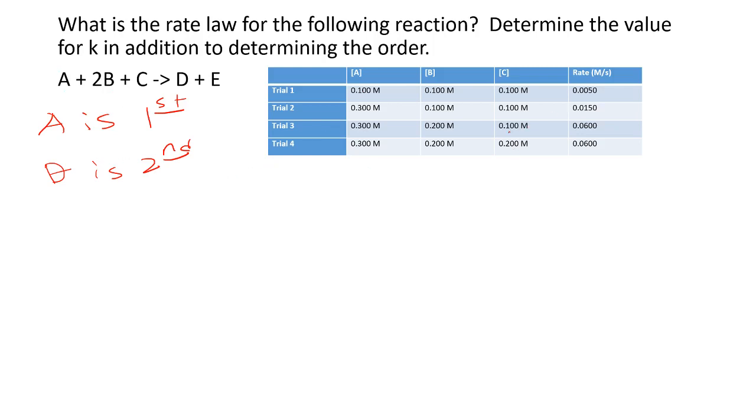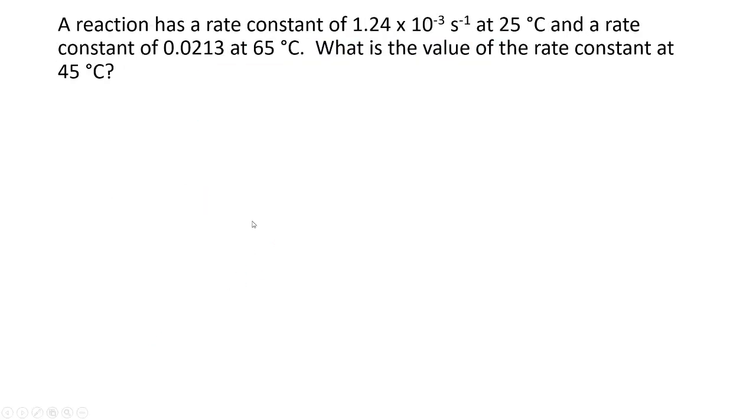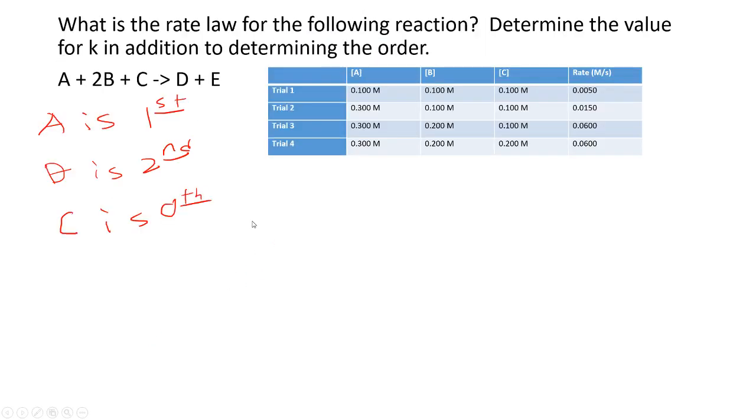We then have to determine C. Trial 3 and 4, we notice that C doubles, B and A stay the same, and the rate stays the same. That means that C is going to be 0th order, or 0 order. So it is not changing.